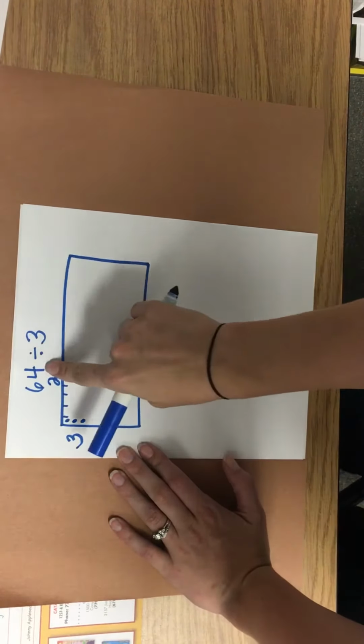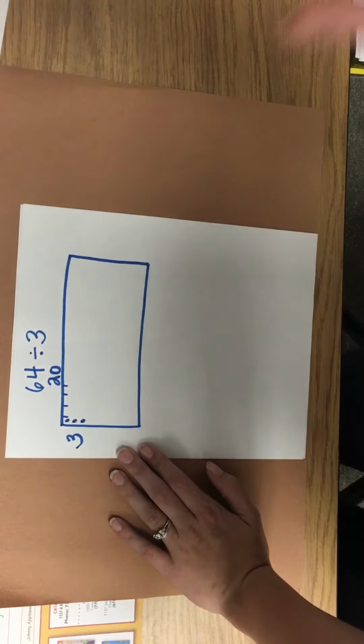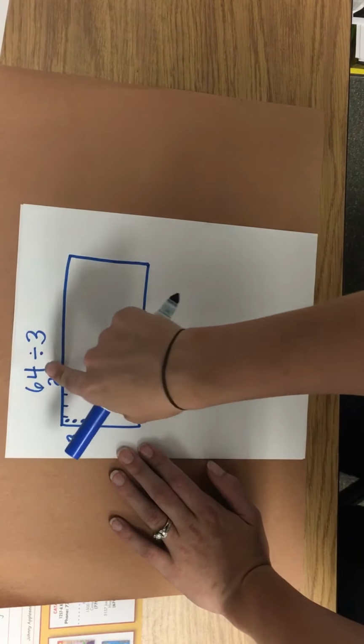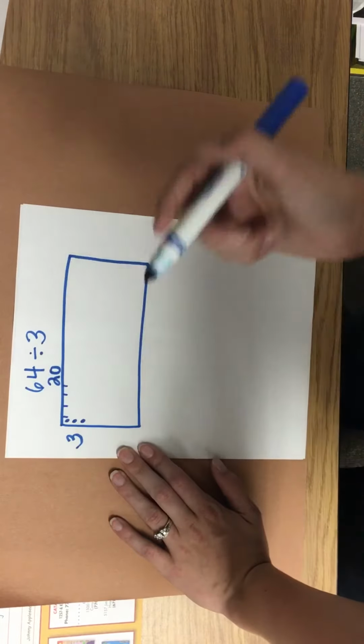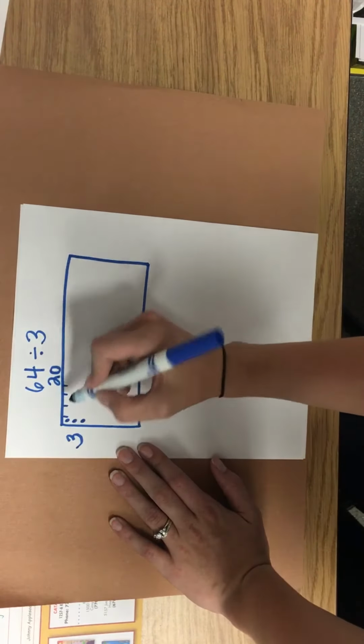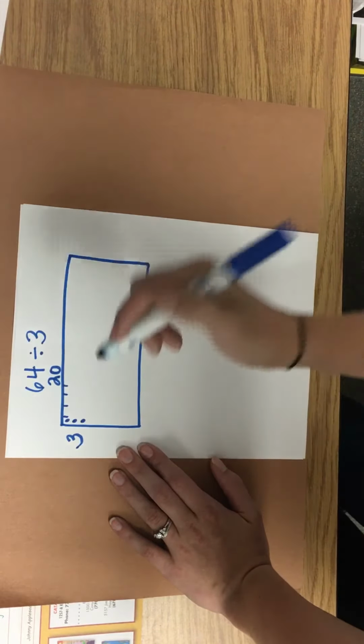They won't always be this close. Sometimes they'll be off by 12 or by 13, and I know that right here we're only off by 4, but we're stressing friendly numbers. So 3 times 20 gives me 60, and that is a friendly number.